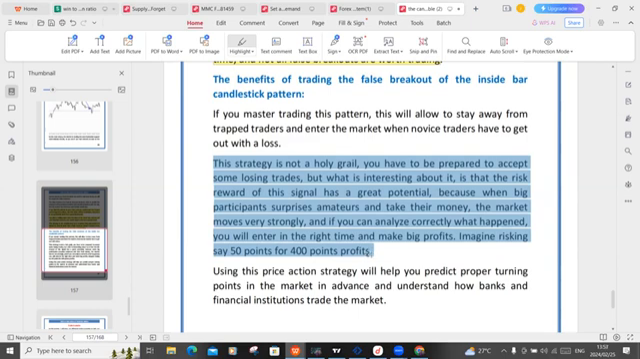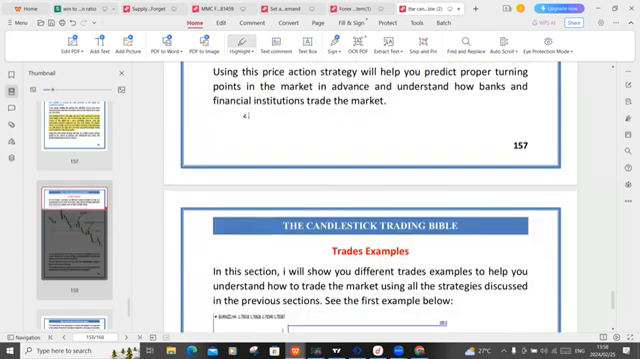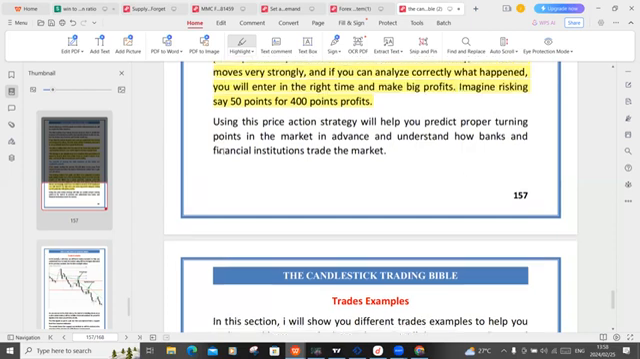You will notice there are people who sometimes make a big profit with one trade. You think maybe they're gambling. Sometimes a person is just tuned in to what price is doing, and you get a 1:8 setup and you make your profit. This is exactly what they'll be following. So using this price action strategy will help you predict proper turning points in the market in advance and understand how banks and financial institutions trade the market.